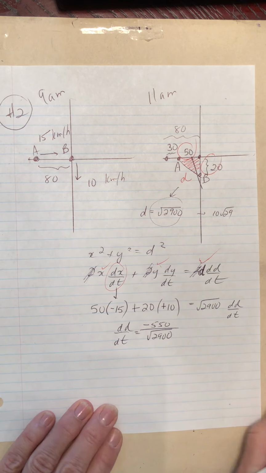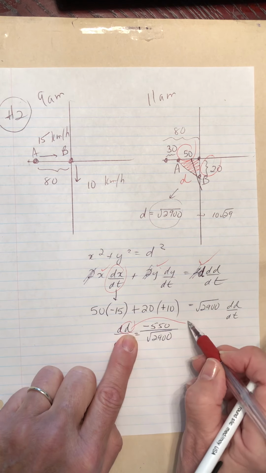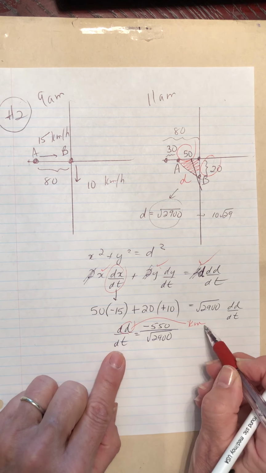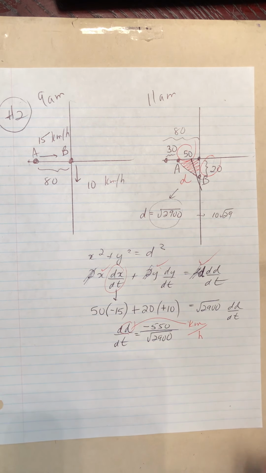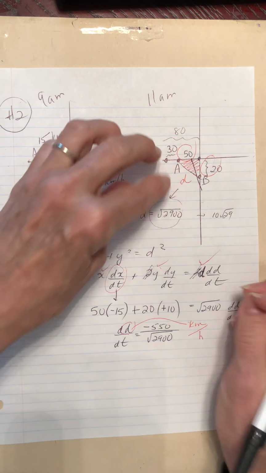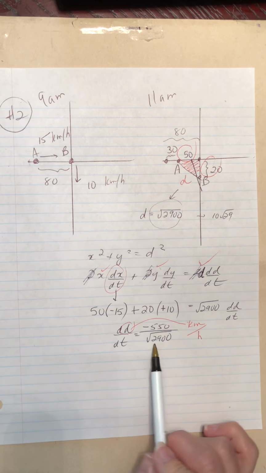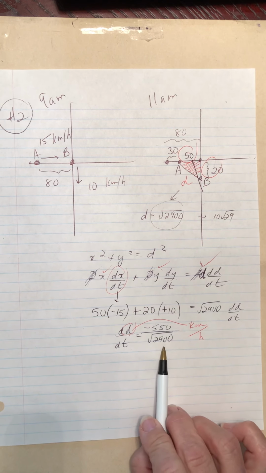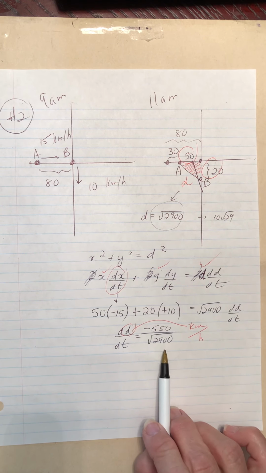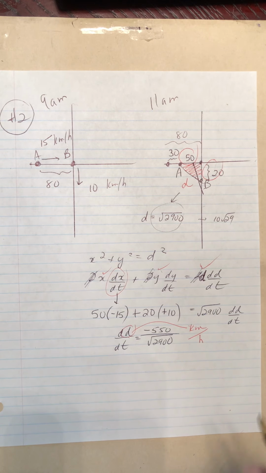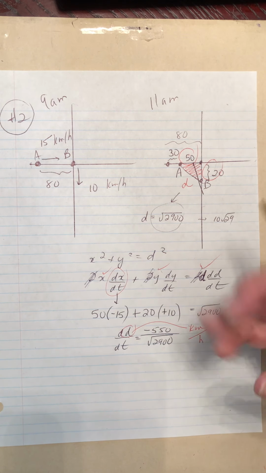And I need units. D was distance, so this is kilometers. T was time, so this is hours. So the distance between them was decreasing at this rate. I mean, this is an exact value. If you want to round it to a decimal value, you would have that. But the idea is, how is the distance between them changing?